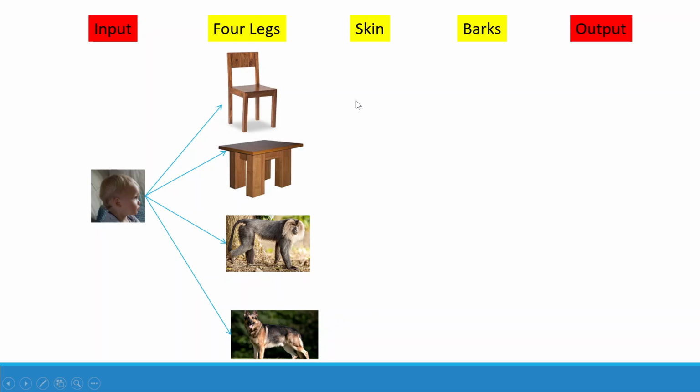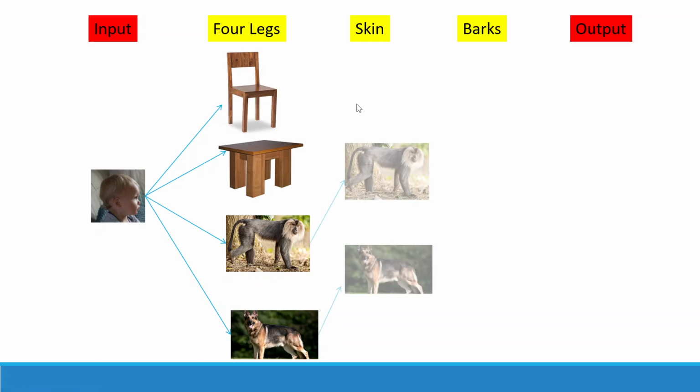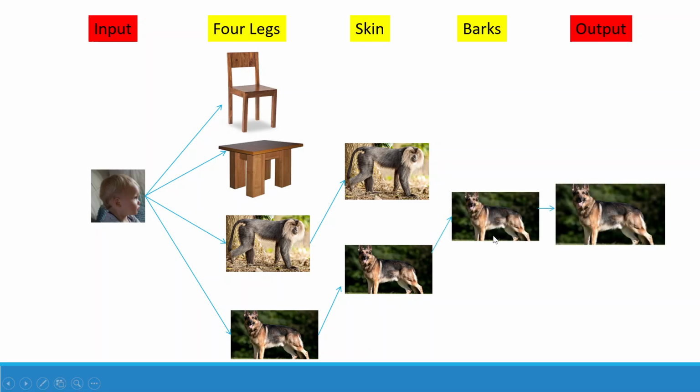The next question is, is the object having the skin? So now, these two objects qualify in this round. The next question is, does it bark? Yes. So the object barks. It means that it has been classified that this is the dog. So in the third round of question, monkey did not qualify.